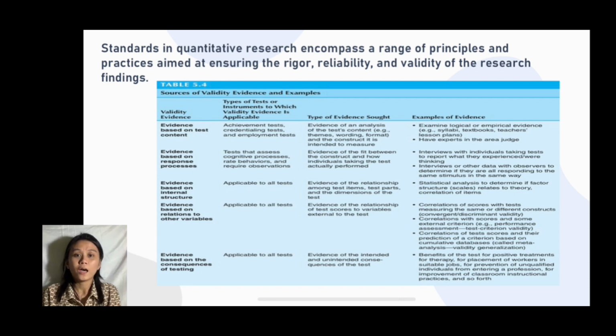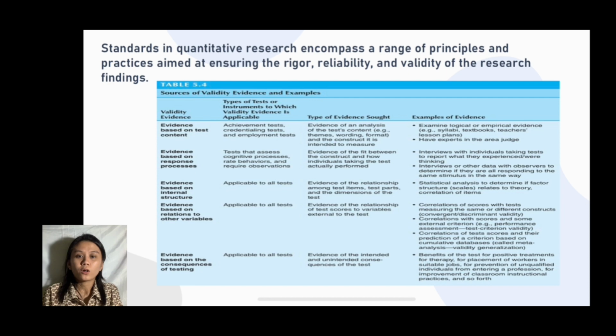The first evidence is the evidence based on test content. Evidence based on test content examines whether a test's scores reflect what it's supposed to measure. It's crucial for tests assessing achievement, credentials, or job suitability. The focus is on ensuring that the test content aligns with intended purposes. The second one is the evidence based on response processes. Response processes evidence assesses how well a test aligns with the behavior or thought processes of those completing it or conducting observations. It examines how individuals interact with the test and whether the responses match the construct being measured.